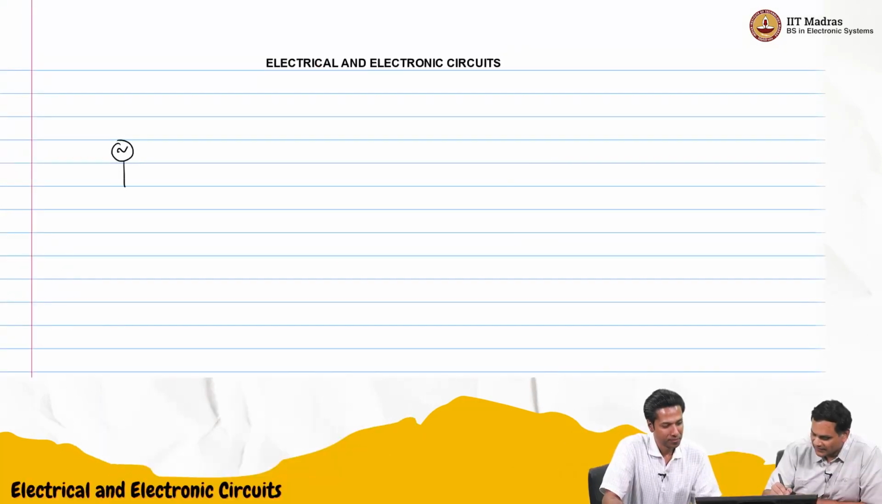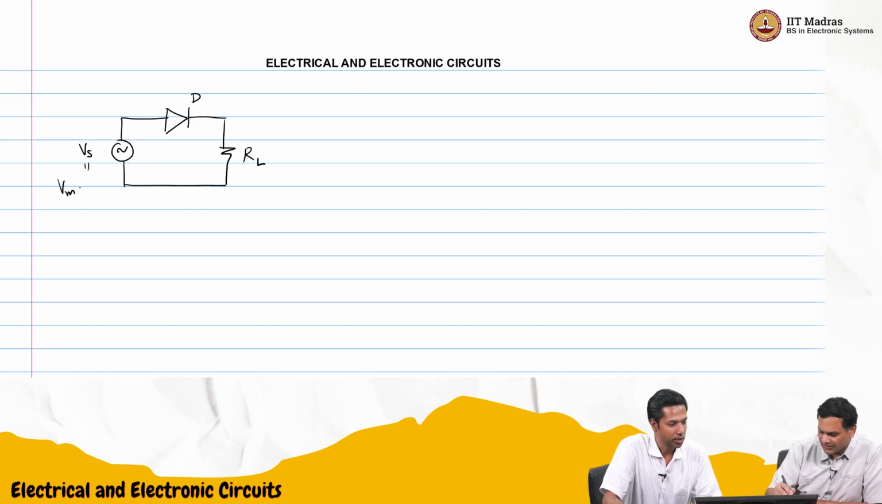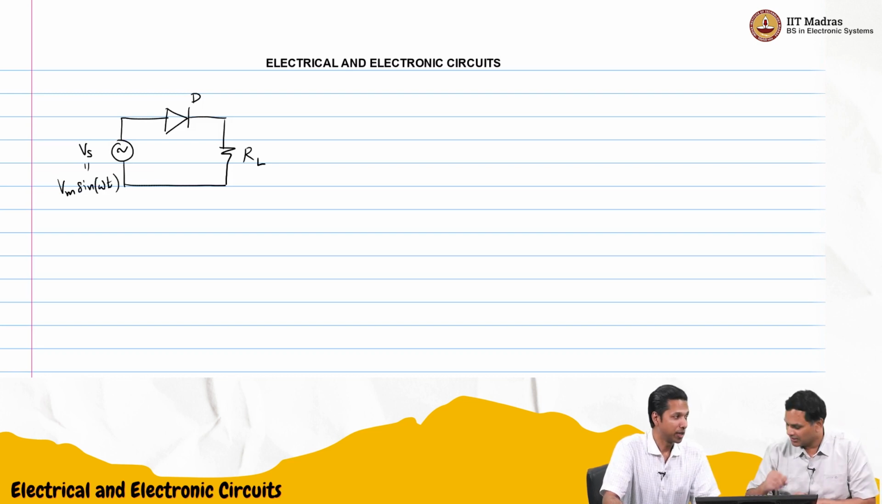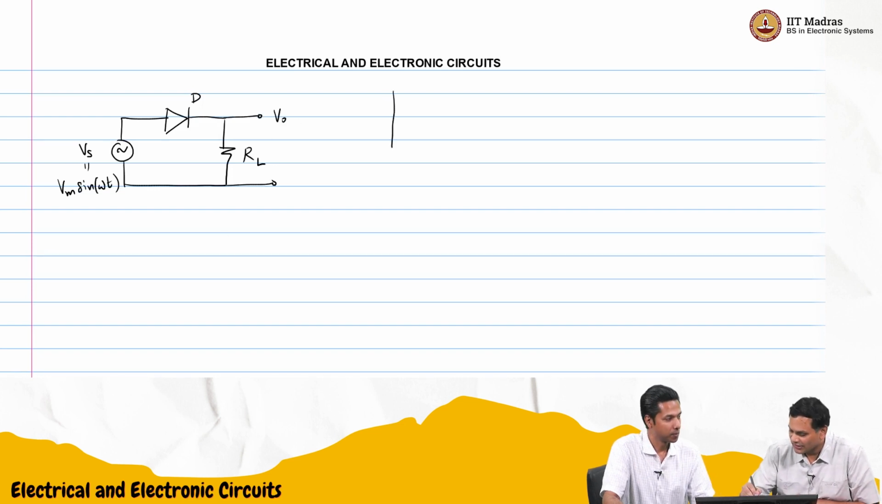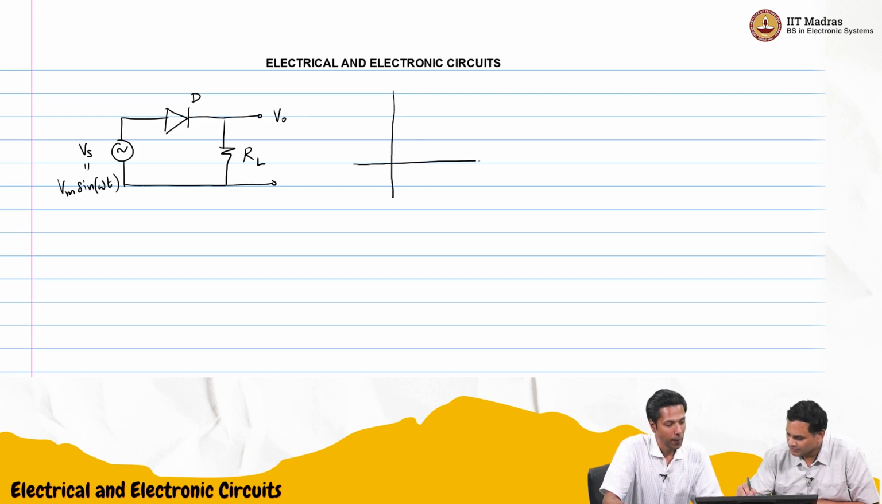Last class we discussed the half wave rectifier. We were dealing with half of the cycle. Let me redraw it so that people will remember. We had a sinusoidal signal connected to a resistor RL using a diode D, where Vs was Vm sin omega t, and the output we marked as V naught.